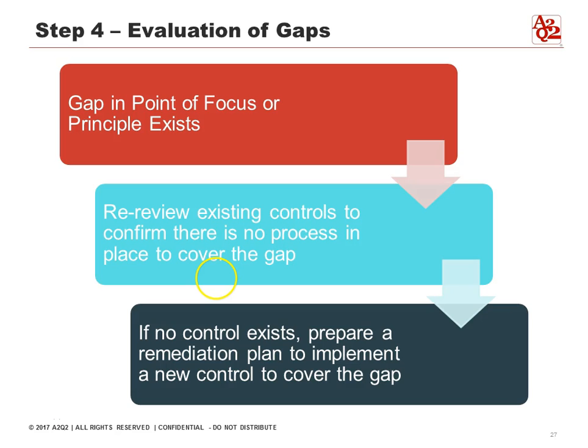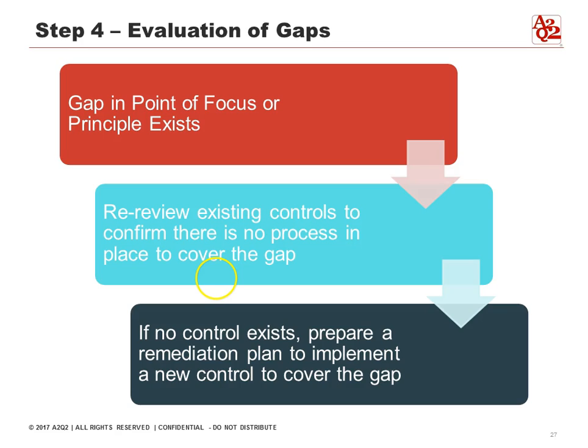And the fourth step is evaluating the gaps. Are there any gaps in points of focus or principles? And if there are, you want to review the existing controls to confirm there is no process gap. Maybe it's just documentation and some of the wording has to be tweaked a bit so that it can map more directly into the principle or the points of focus.